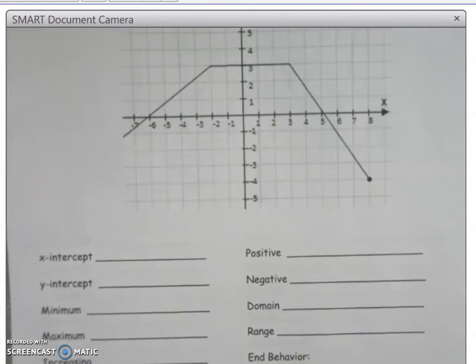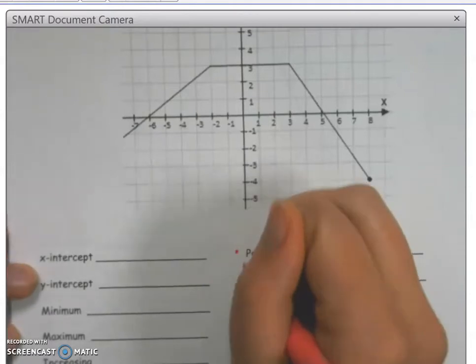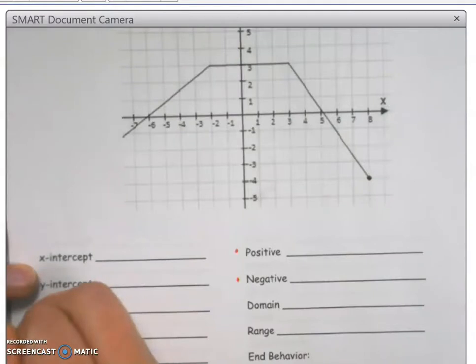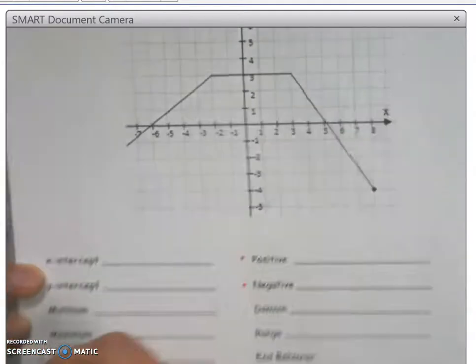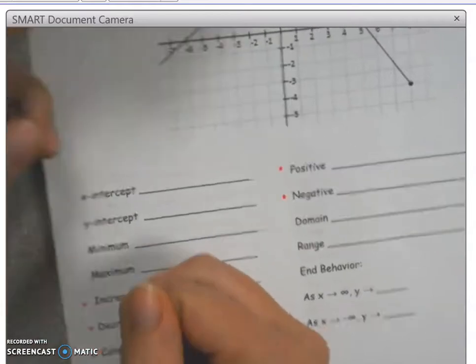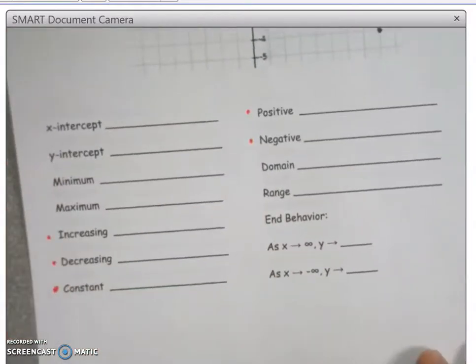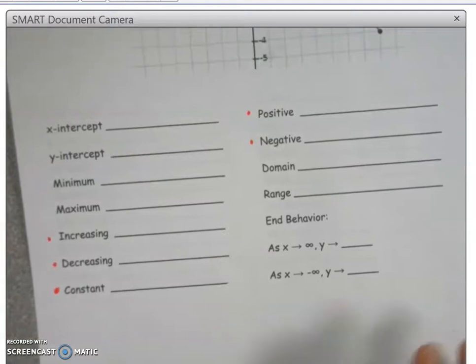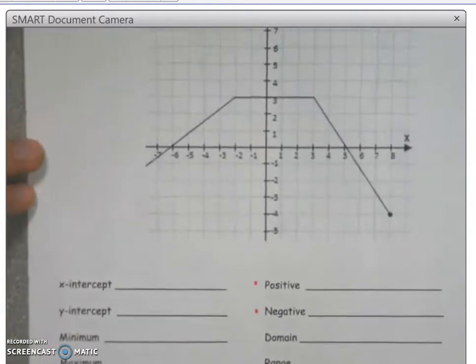So this first video is going to include everything except positive, negative, increasing, decreasing, and constant. So we're going to save those topics for the next video because they can be kind of confusing, and we're going to do the rest of them in this video. So we will start with x-intercept.